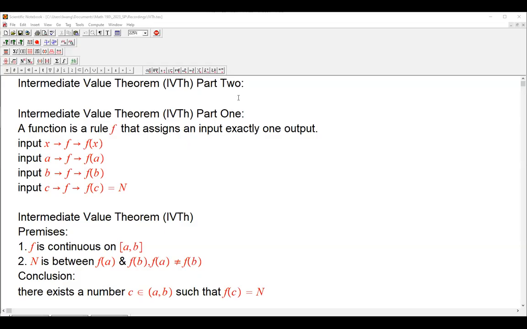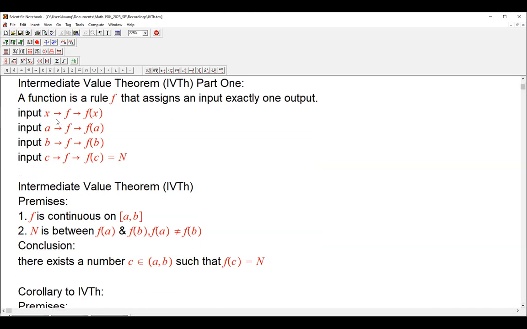Hello, everyone. We did the intermediate value theorem part 1, and this time I'm going to do intermediate value theorem part 2. Just to recap, a function is a rule that assigns an input exactly one output. That's the definition of a function. When we look at the theorem called the intermediate value theorem, we understand that all these quantities belong to different categories.